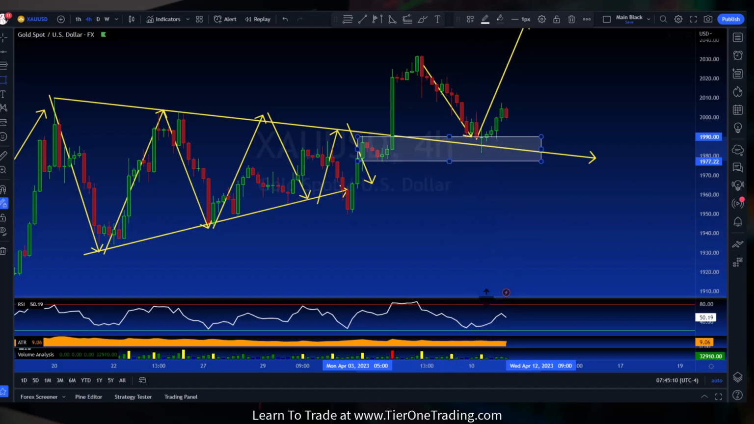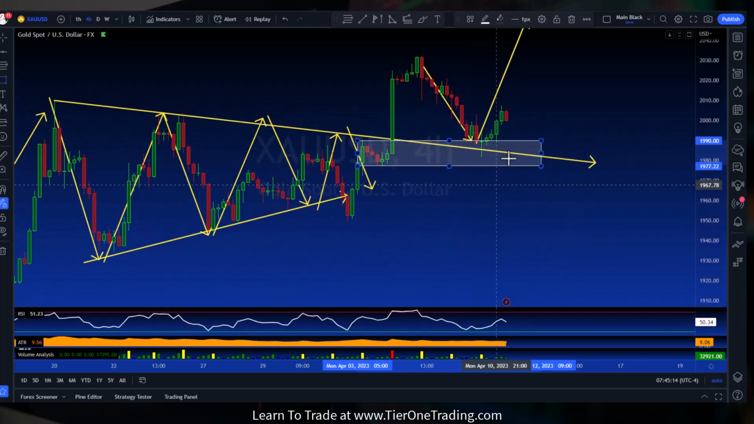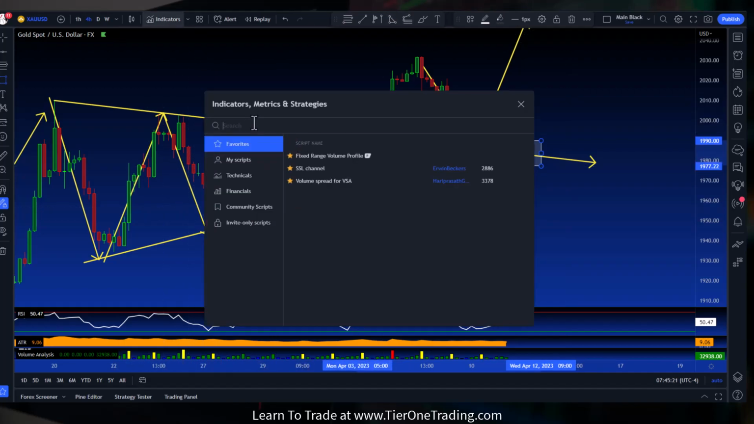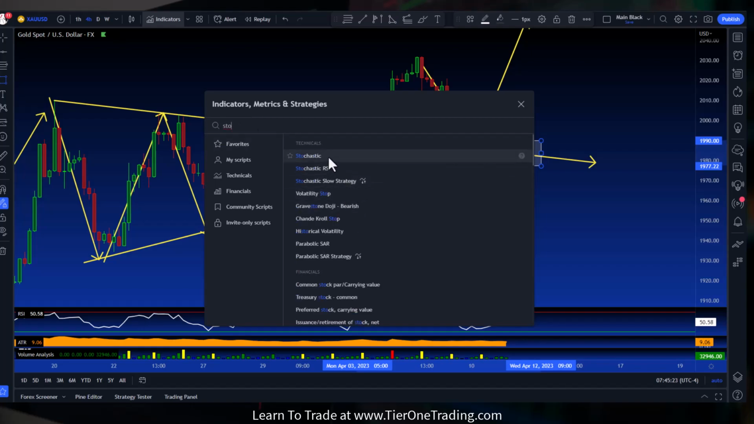Now, something interesting to see here, I don't have it on my chart right now, but I'll load it up real quick, would be that stochastics cross. Such a hard word to say, stochastics. Let's bring that up real quick on gold, see what that looks like.